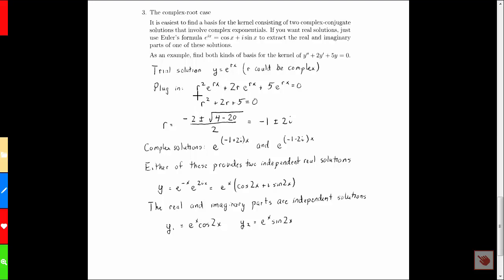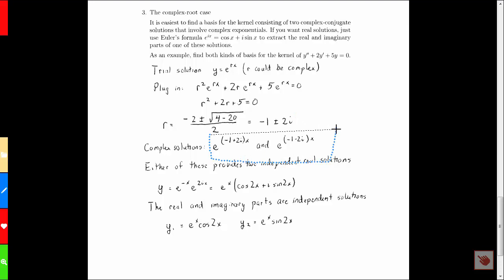Cancel out the e to the rx. Again, we get a quadratic equation: r squared plus 2r plus 5 equals 0. I'll solve that by the quadratic formula. Minus b is minus 2. b squared minus 4ac is 2 squared minus 4 times 5, or 4 minus 20. How convenient. The square root of minus 16 is plus or minus 4i, and we find that r equals minus 1 plus or minus 2i.